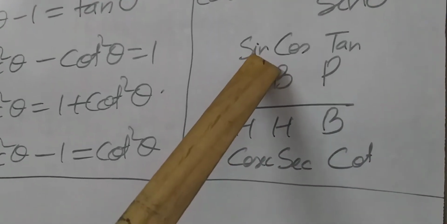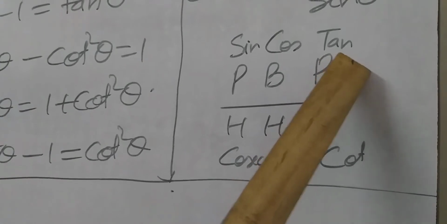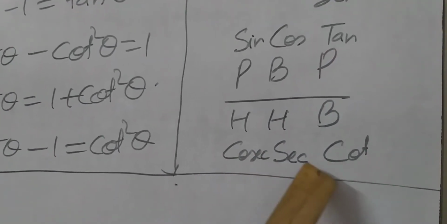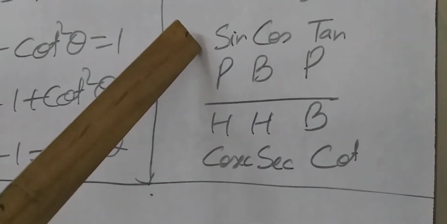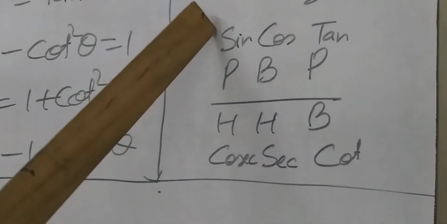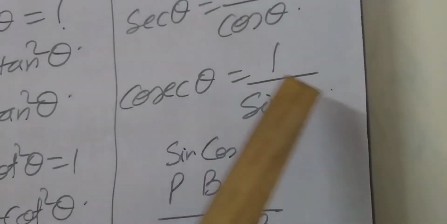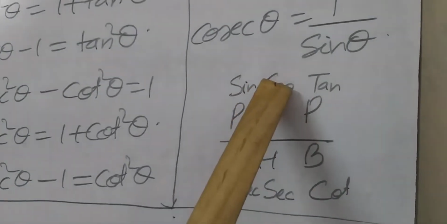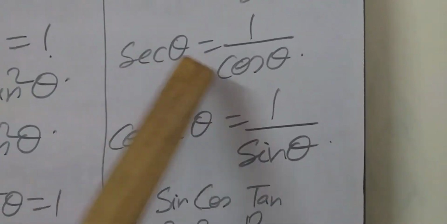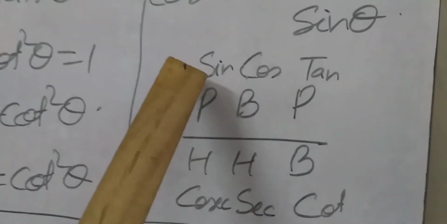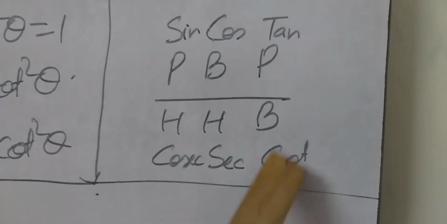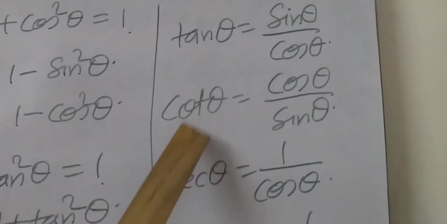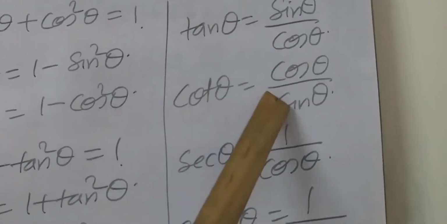Correct? S, C for cos, T for tan, this C for cot, sec and cosec. So students, you can see sin is the reciprocal of cosec, cosec is the reciprocal of sin. Sec is the reciprocal of cos. And I told you sin upon cos equal to tan. And cot is the reciprocal of tan. That's why cot equals to cos upon sin, reciprocal of tan.